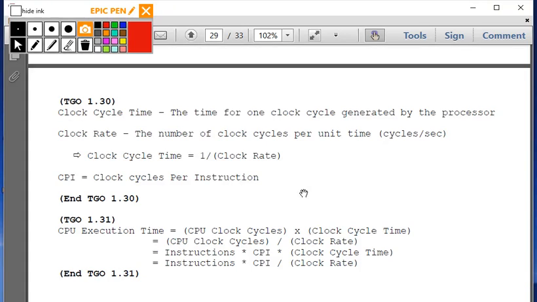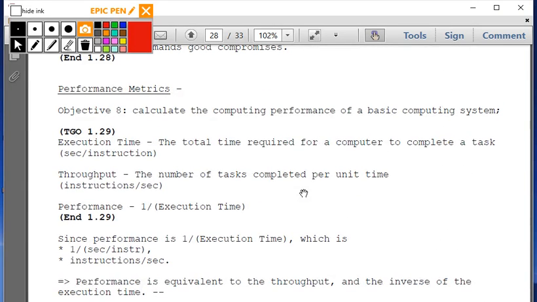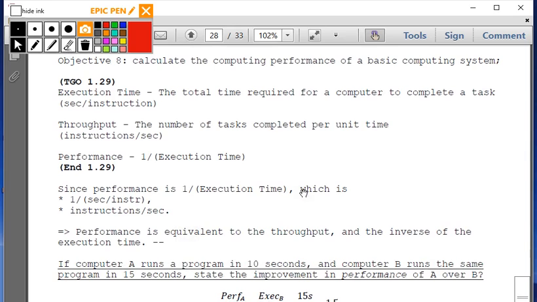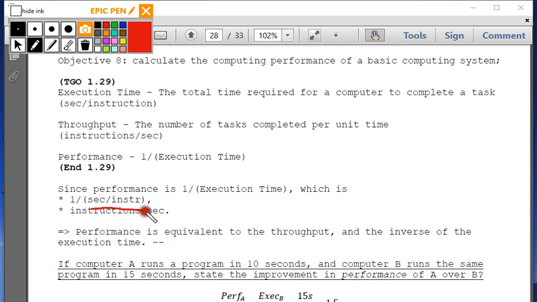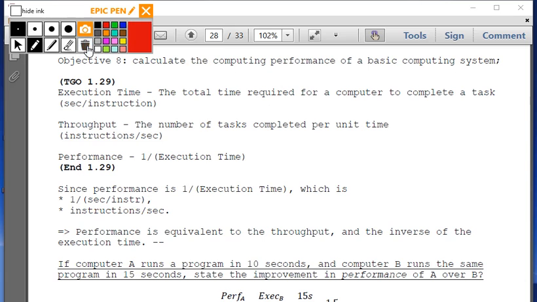All right, so today we're going to be talking about computing performance. Last class we briefly touched on the concepts of execution time, throughput, and performance. We talked about seconds per instruction in units. Instructions per second is throughput, and execution time is just 1 over that. When we go through these examples, you're going to see that proper use of units will always help you out in situations where you start getting confused.